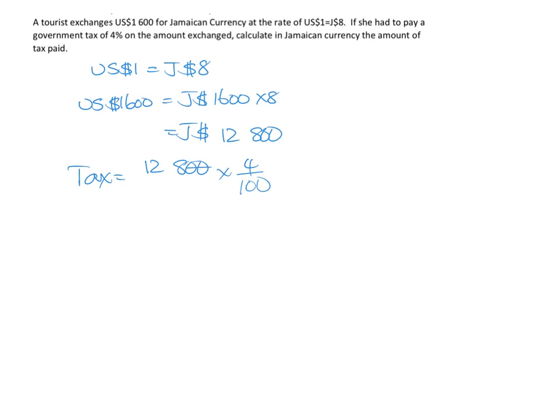And that will give us 512 Jamaican dollars. So therefore, the amount the tourist receives, or they just asked us how much tax was paid. So therefore, the tax paid is Jamaican $512.